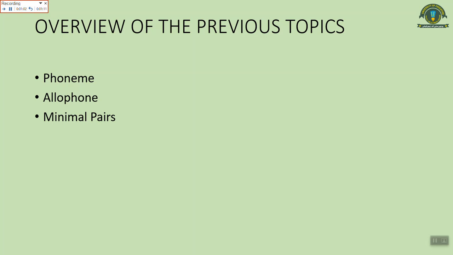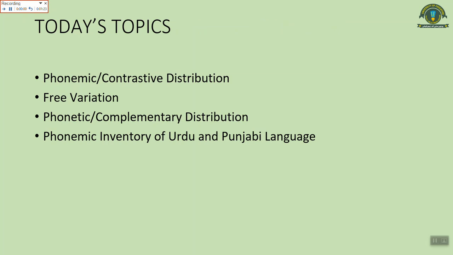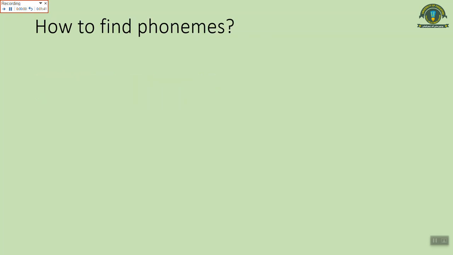Then we had slightly discussed minimal pairs. We will look at these today again because this concept is linked to the next concepts that we have to discuss today. The next concepts are phonemic or contrastive distribution, free variation, phonetic or complementary distribution, and phonemic inventory of Urdu and Punjabi language. We will look at each of these in detail.